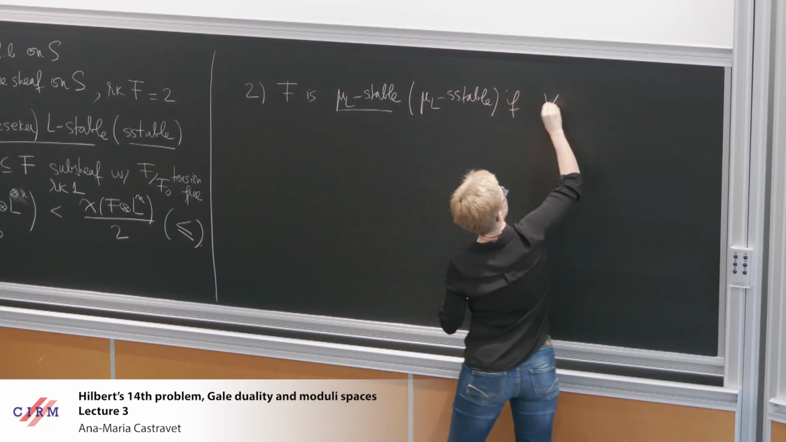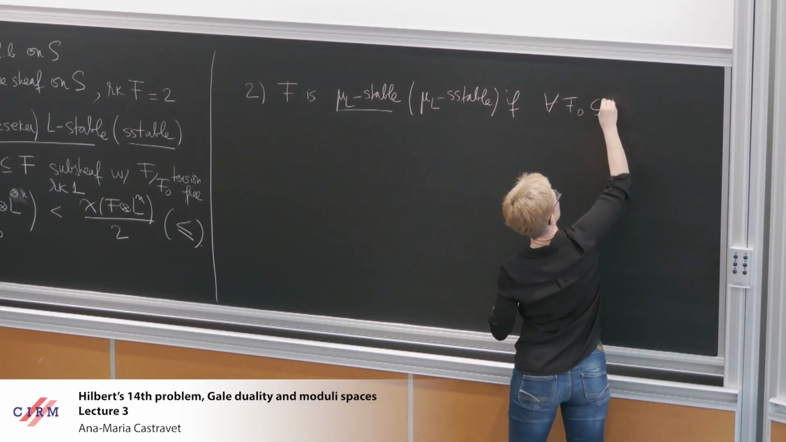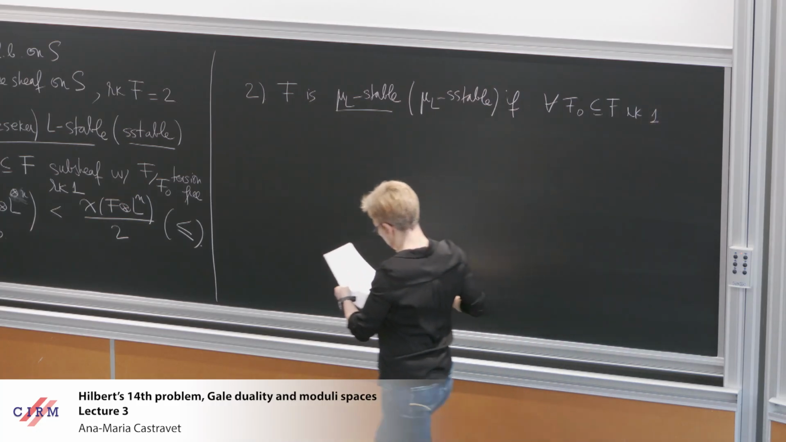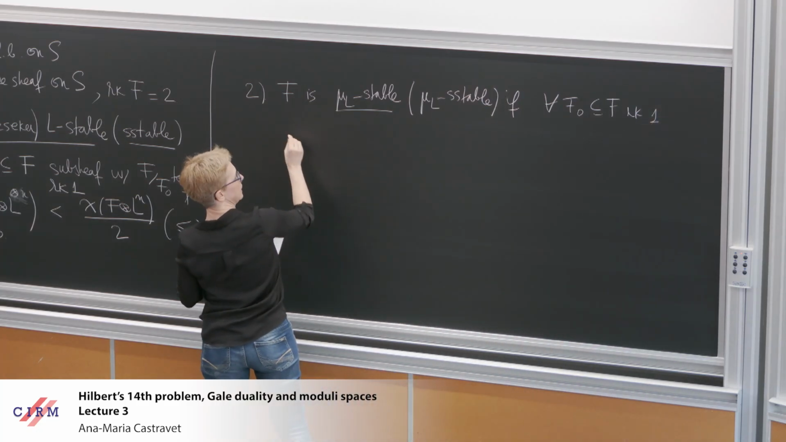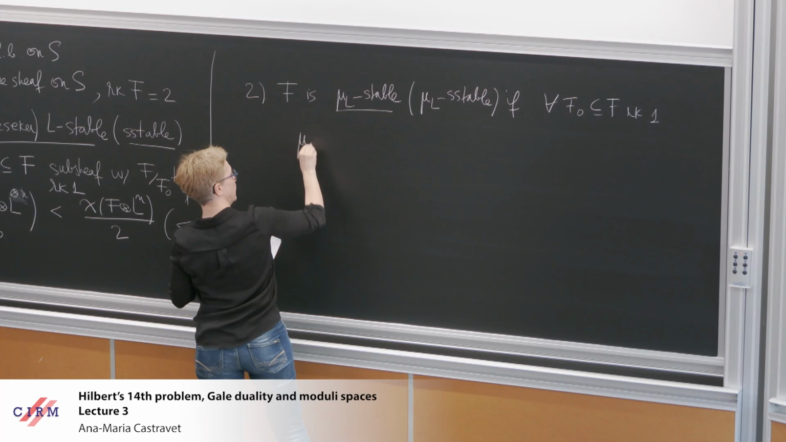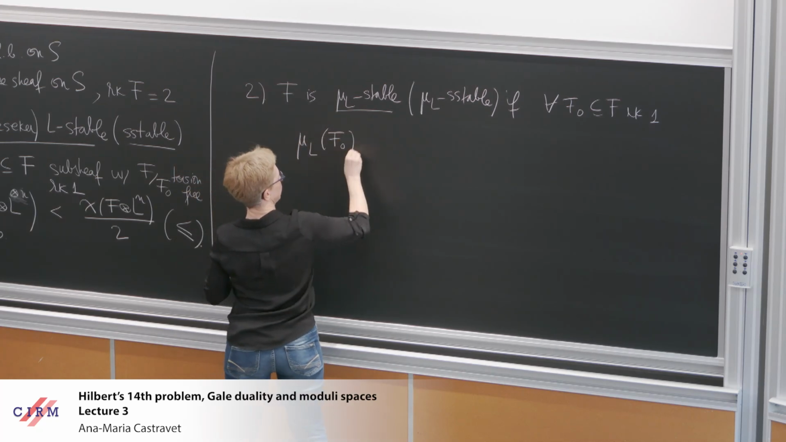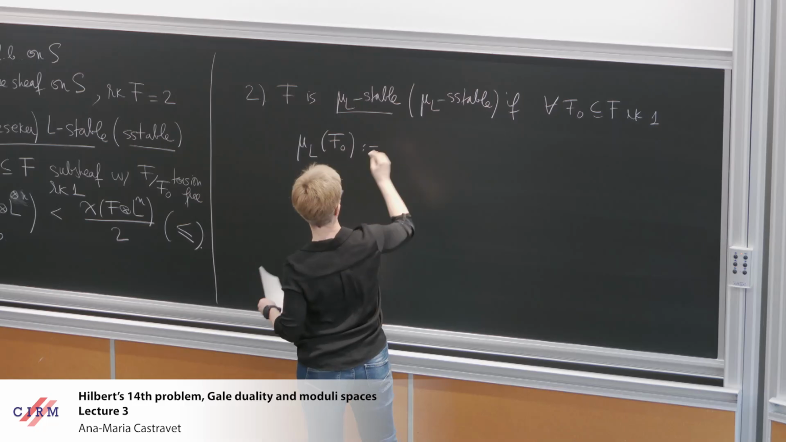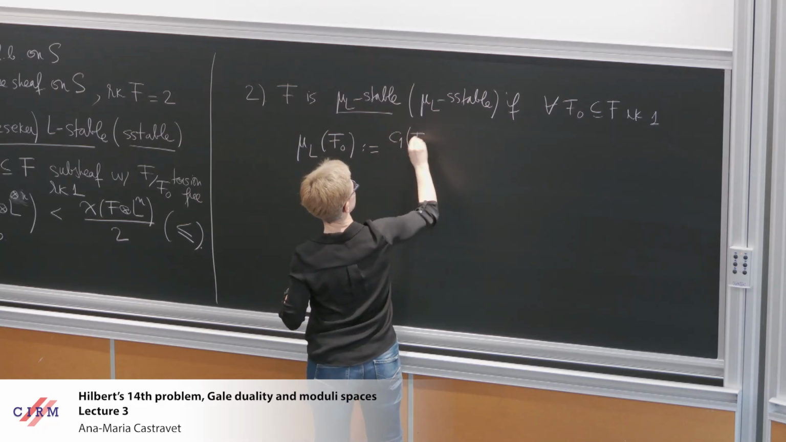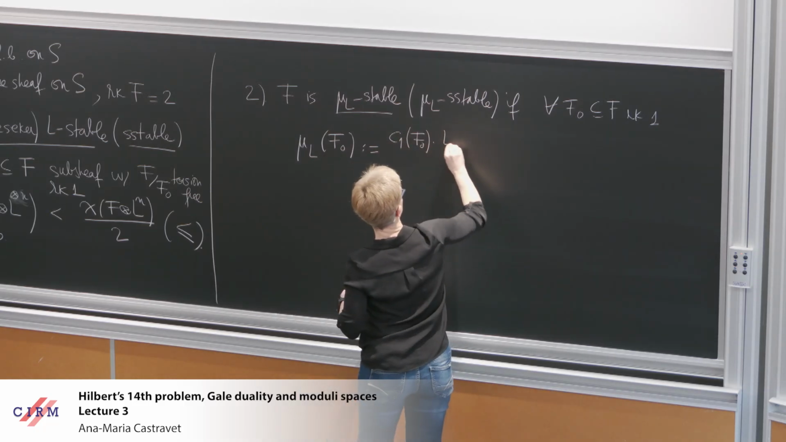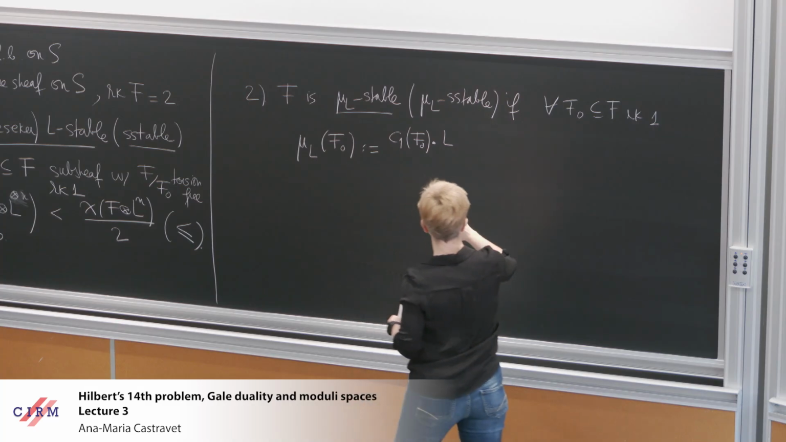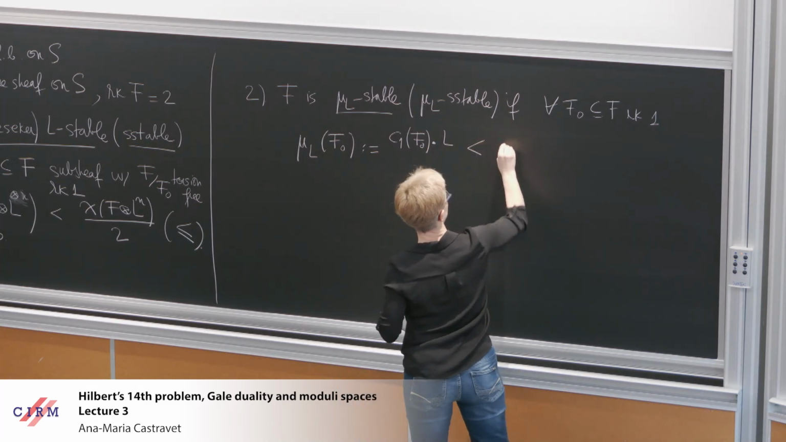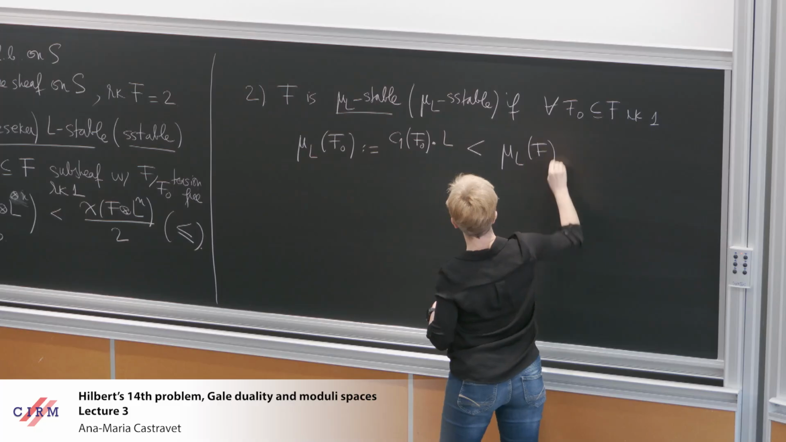If for any rank 1 subsheaf, you have that the slope of f0, which is by definition the degree with respect to L, so you take the first Chern class of f0 intersect with L, and then divide by the rank, which is 1, I want this to be less than the slope of f.